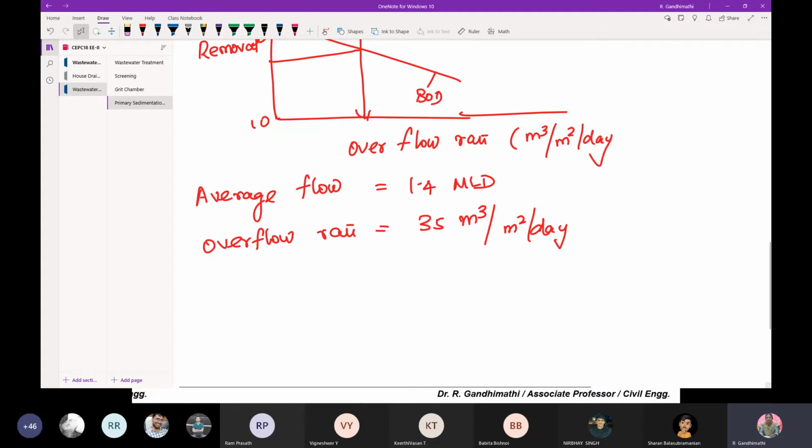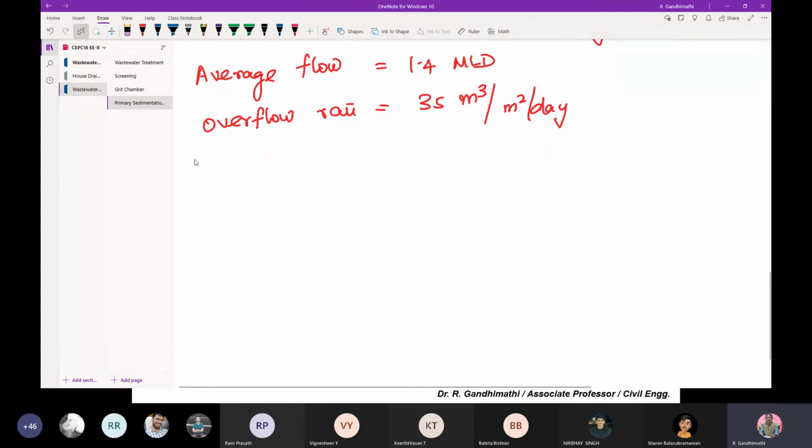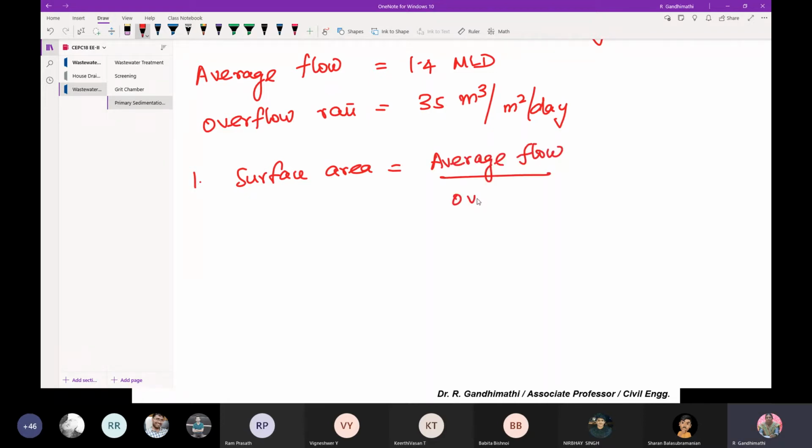Now with the help of this, we can easily calculate the surface area. The surface area is the average flow followed by the overflow rate. It is 1.4 into 10 power 3 divided by 35. Then it is 40 meter square.